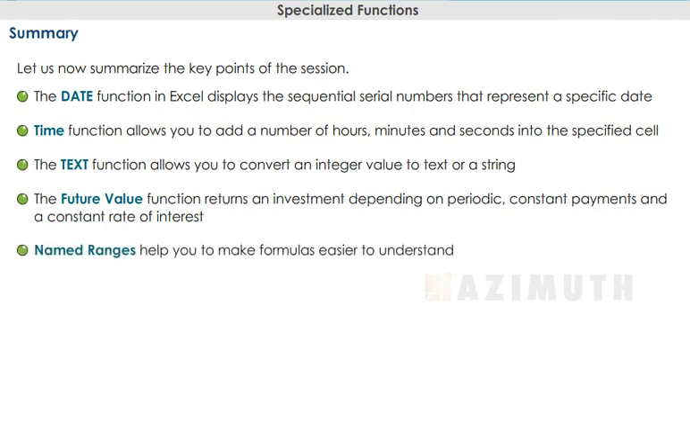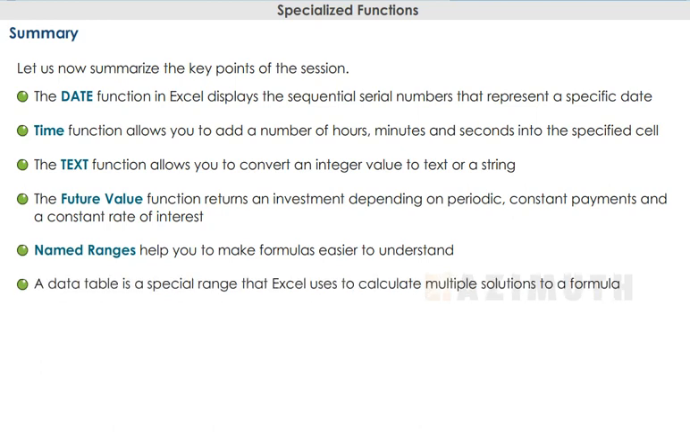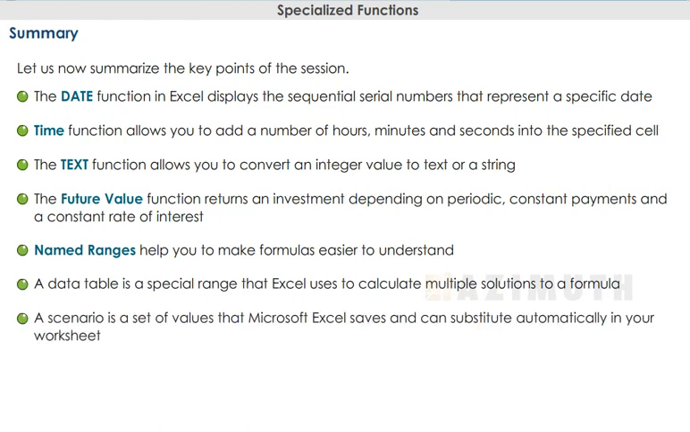Named ranges help you to make formulas easier to understand. A data table is a special range that Excel uses to calculate multiple solutions to a formula. A scenario is a set of values that Microsoft Excel saves and can substitute automatically in your worksheet.